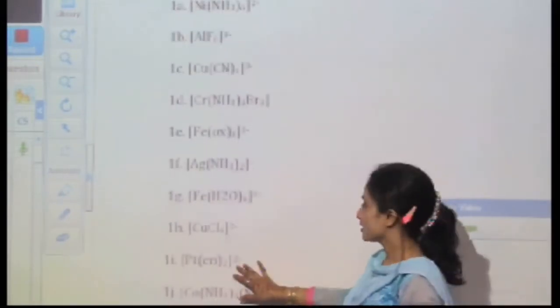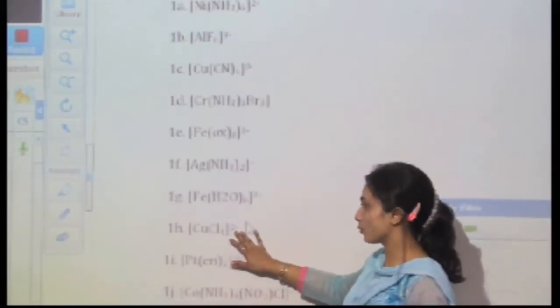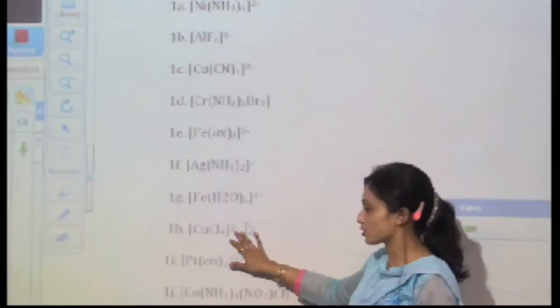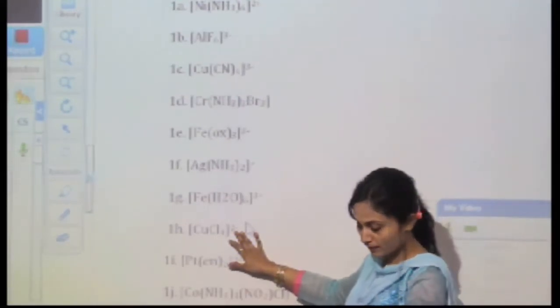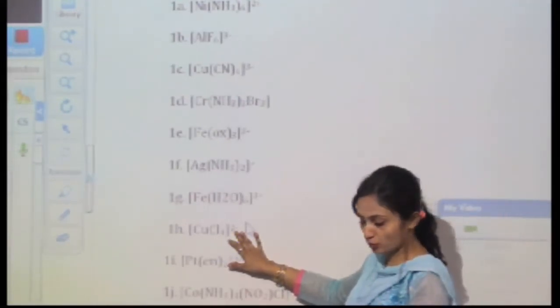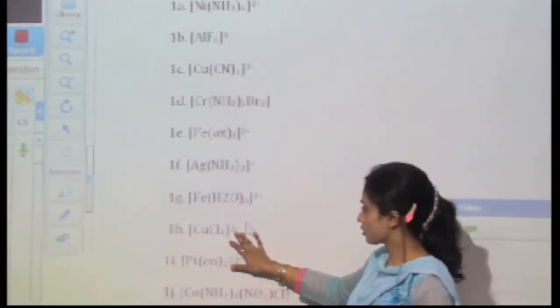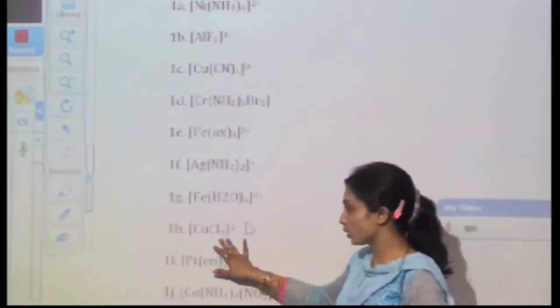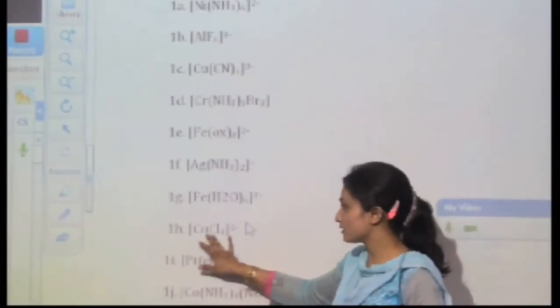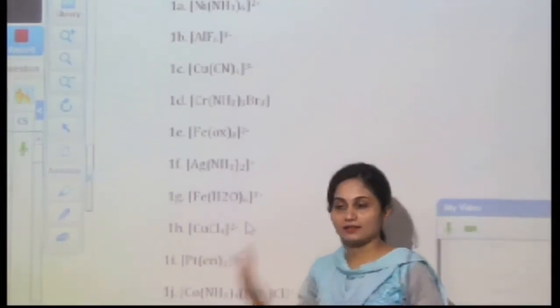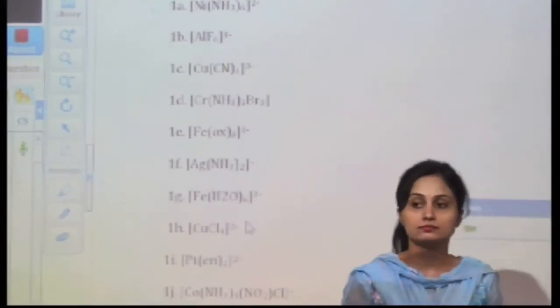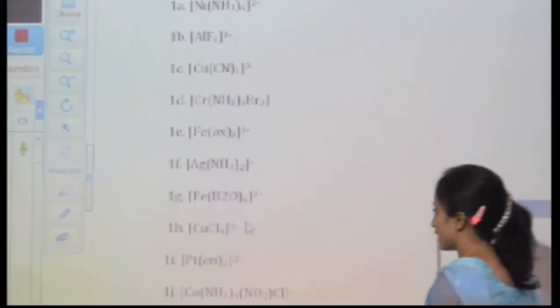Okay. CuCl4 with a 2 minus charge on the coordination sphere. I'm giving you time, and in 5 seconds you're supposed to stop. Stop. Tetrachlorido cuprate 2 iron. Alright, start for the next.